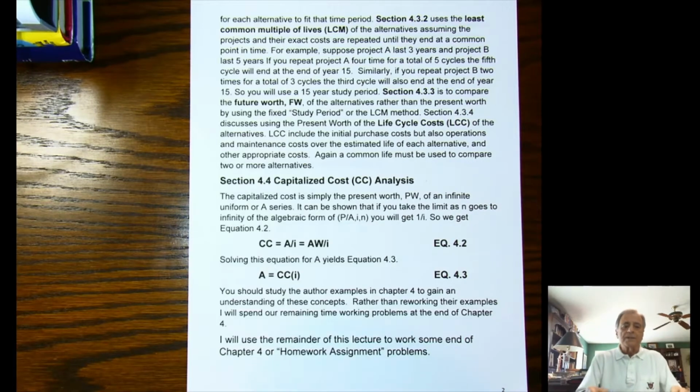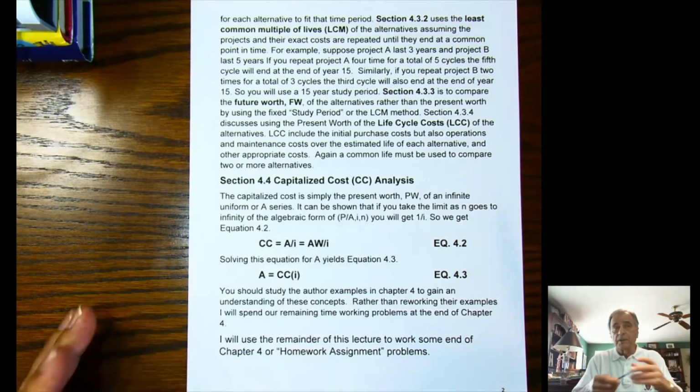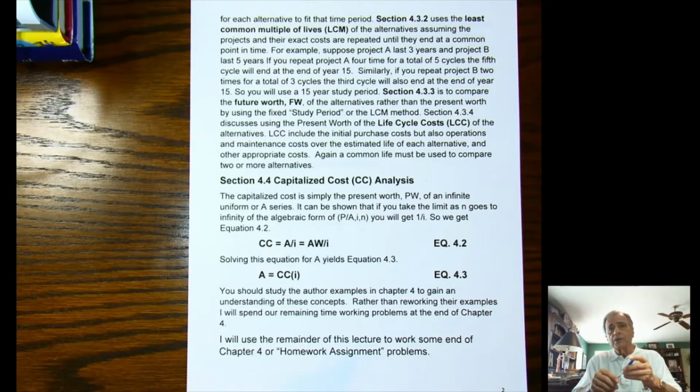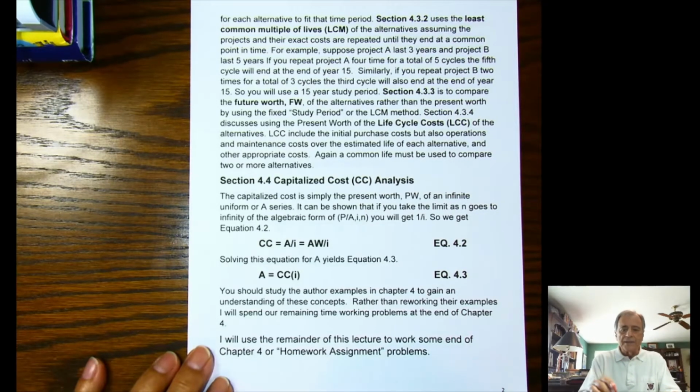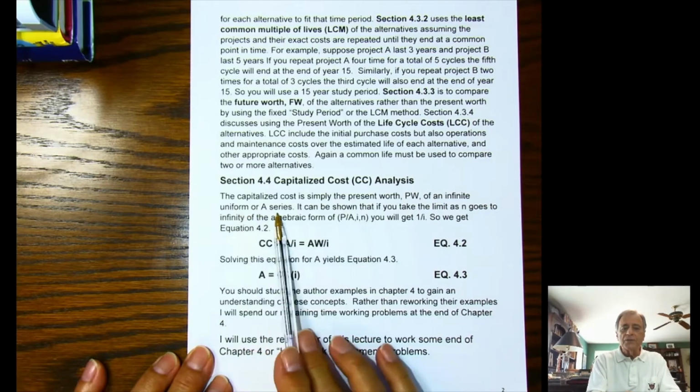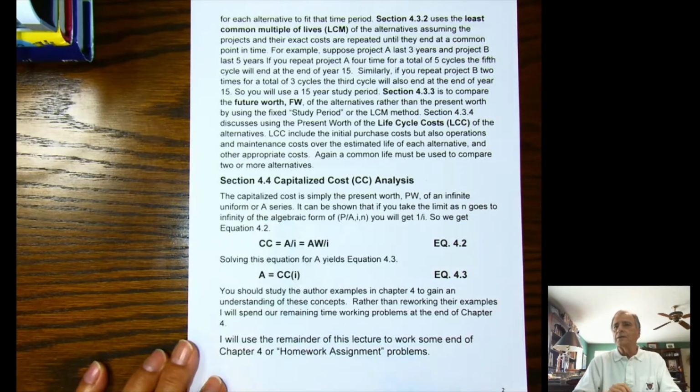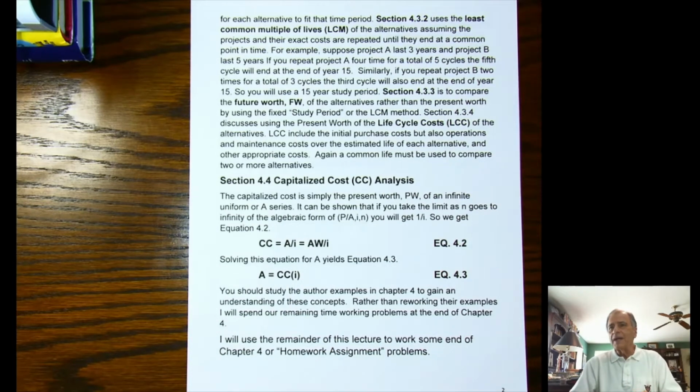The next section of the textbook deals with something called capitalized cost analysis. The capitalized cost is defined as the present worth of an infinite uniform or A series. So now the present worth of an A series is called the capitalized cost. It could be more generally spoken of as the capitalized value, because if the A series was a positive number, then its capitalized value would be a positive number.